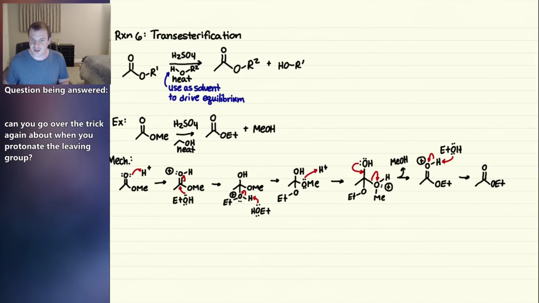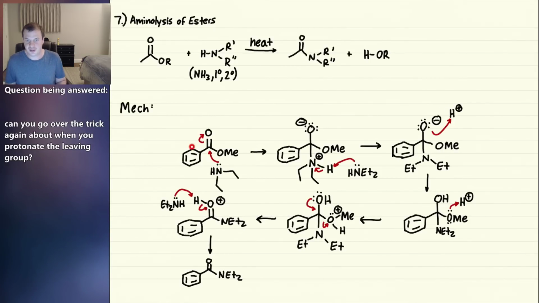So let's see, here's one. Acid conditions, I see H2SO4, so we protonate the carbonyl and we protonate the leaving groups. Aminolysis, this is a neutral one, so we don't protonate the carbonyl, but we do protonate the leaving group. So here's the leaving group leaving. Okay, so we do not protonate the carbonyl, but then we do protonate the leaving group before it leaves.